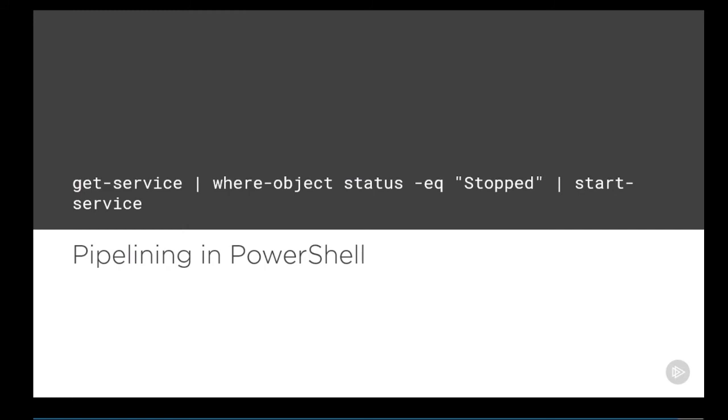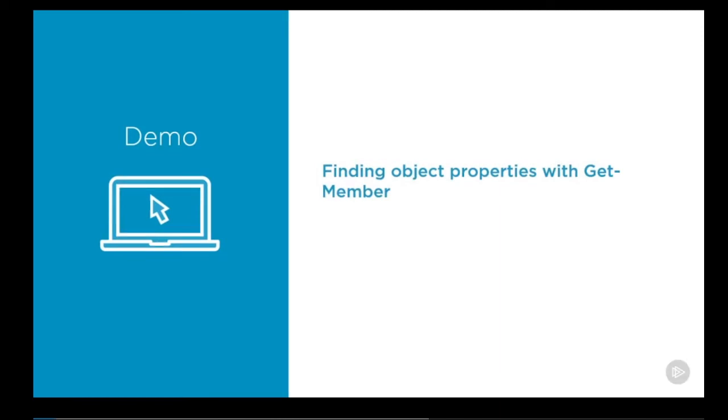So that's where our next demo is going to come in. We're going to jump into using the pipeline. We'll show you how to do basic pipelining so that you have an understanding of how the pipeline works. In this demo, we're going to take a look at how we use get-member to find object properties within PowerShell. Through the process, we'll take a look at working with the pipeline and things involved with sending data and objects through the pipeline. So let's jump into our demo.